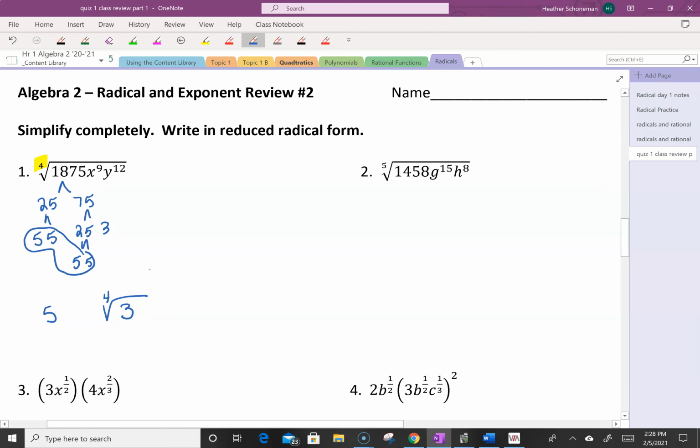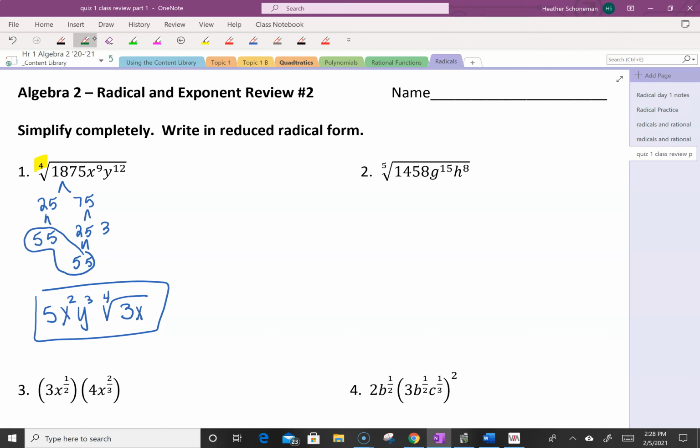But now I have to deal with the variables. In x to the 9, there are 2 groups of x's with 1 left over, and with y's, there would be 3 groups of y with none left over. And there's my answer.